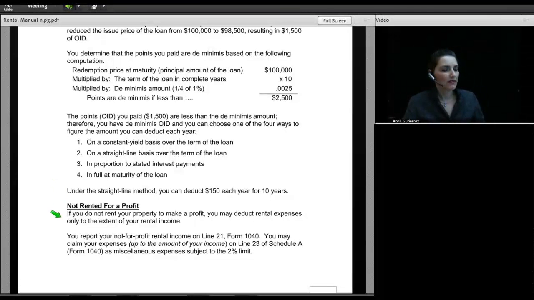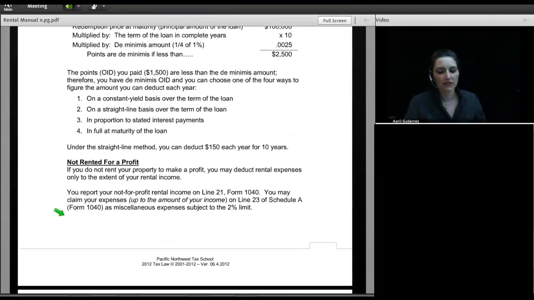Now, if you have property that you have rented that is not rented for a profit, if you do not rent your property to make a profit, you can deduct rental expenses only to the extent of your rental income. You report your not-for-profit rental income on line 21 of Form 1040. You may claim your expenses up to the amount of your income on line 23 of Schedule A as a miscellaneous expense subject to the 2% limit.